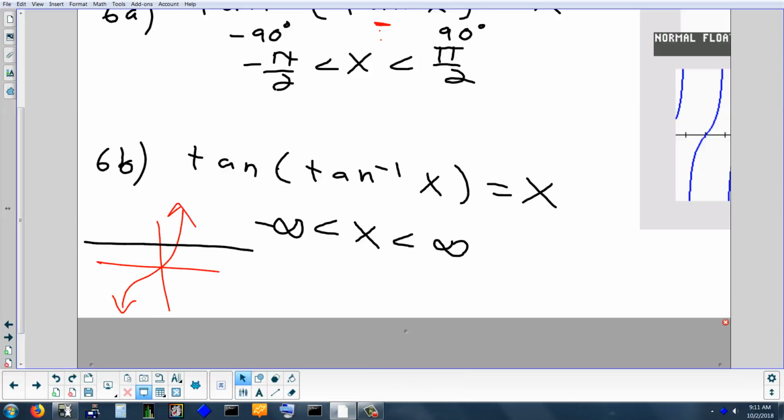Is there anywhere that I could put a horizontal line where it would never hit tangent? No, it's going to hit it everywhere. It's not like the wave, like this. It's not like when you have the wave where if you move it high enough, it doesn't hit it. Tangent goes up forever. So no matter where you put it, you're always going to hit it. So you're always going to get an answer.